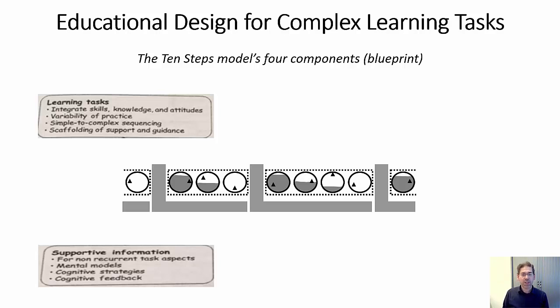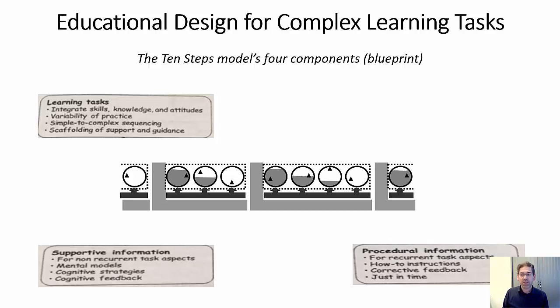So, supportive information means that you try to help the learner accomplish their goals for the learning tasks. So, for non-recurrent task aspects, you try to help them. And this means that you have to know what kind of prior knowledge learners already have before you start designing your supportive information. And this involves getting some idea about their mental model, or about the cognitive strategies that they follow while they're solving a learning problem, and the kind of feedback that you can use to help guide them through the learning process to help them accomplish a successful learning goal.